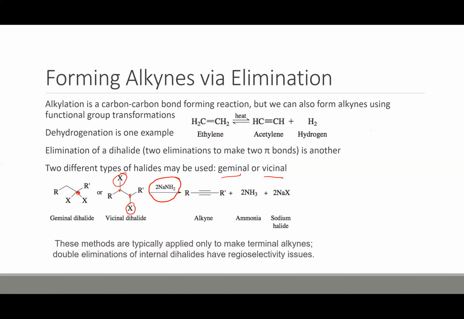As we've seen before, this amide ion is used for removing protons strongly to form an alkyne. Now, these methods are typically used to make terminal alkynes, because when you do these double eliminations internally, we're doing two eliminations, because we have to eliminate to make a double bond and then eliminate again to make a triple bond, and you usually have regioselectivity issues, but you can still accomplish making an internal triple bond.